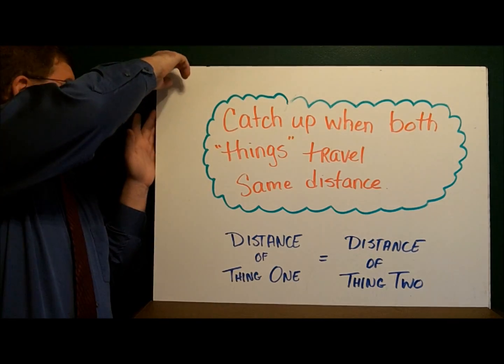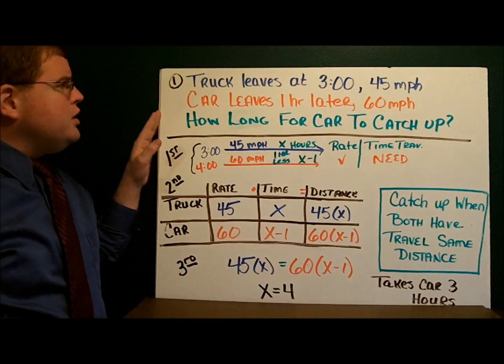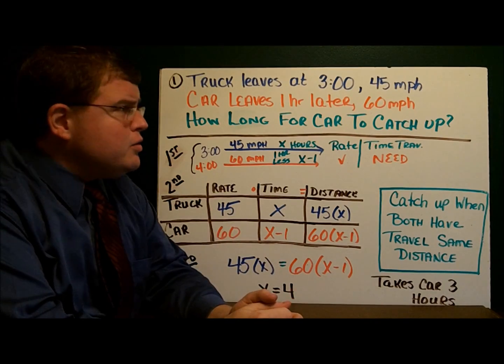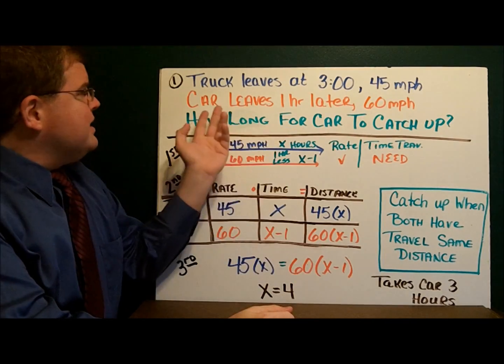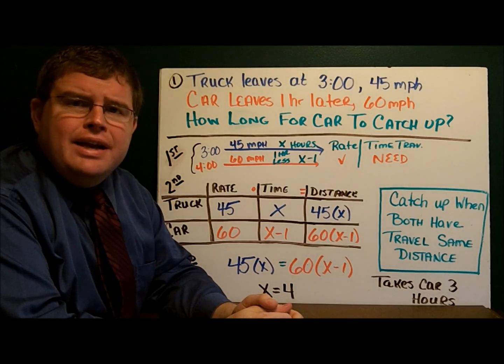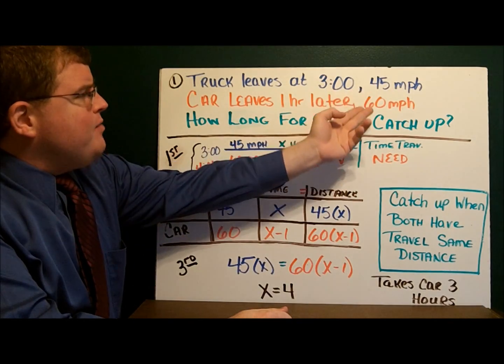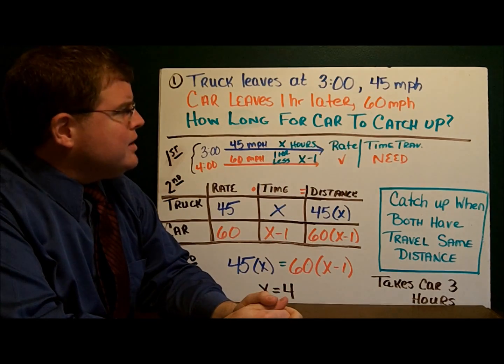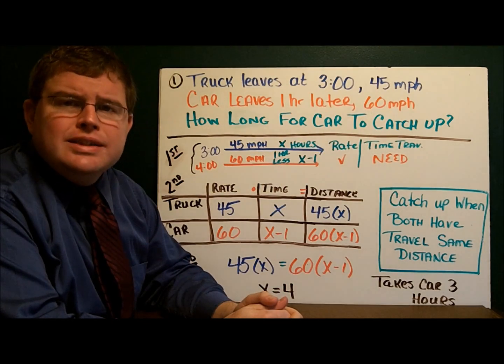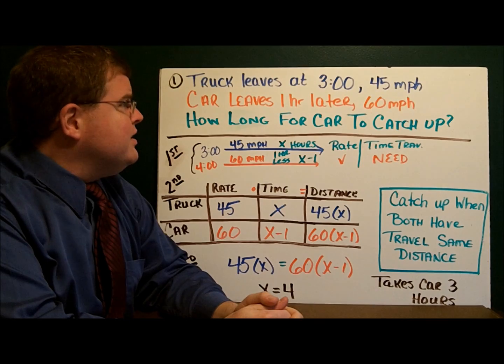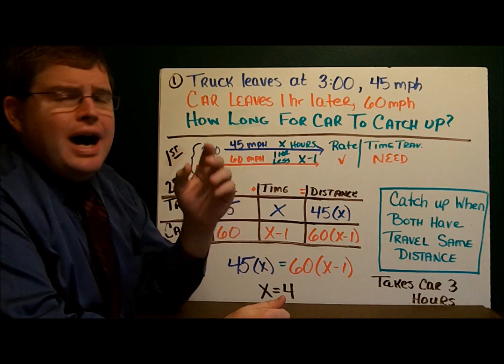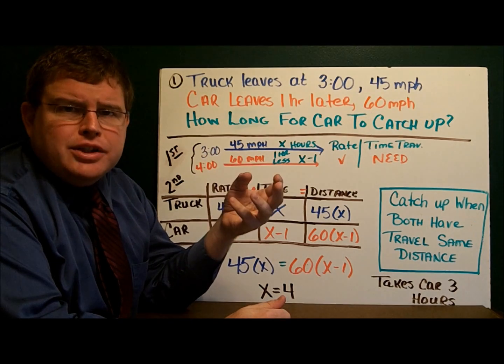In our first example, we have two different trucks. The first one leaves at 3 o'clock and the second one leaves an hour later. The first truck is going a little bit slower, it's going 45 miles per hour. The second one is going 60 miles per hour. So the second one's going quite a bit faster. Now, I recommend drawing a picture.